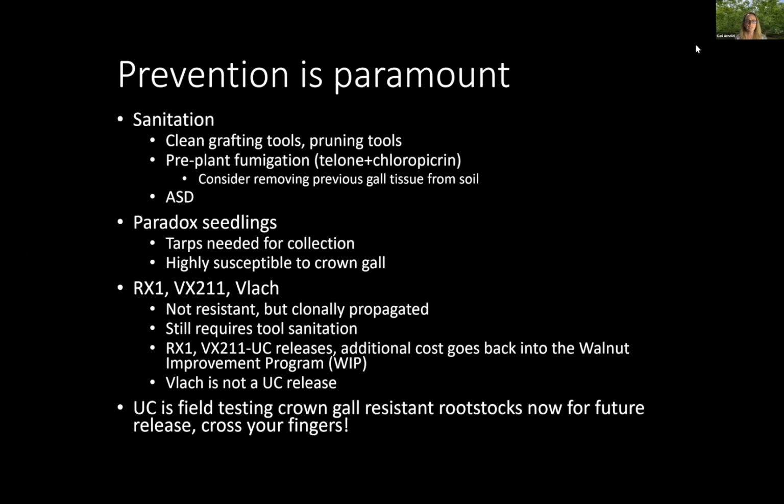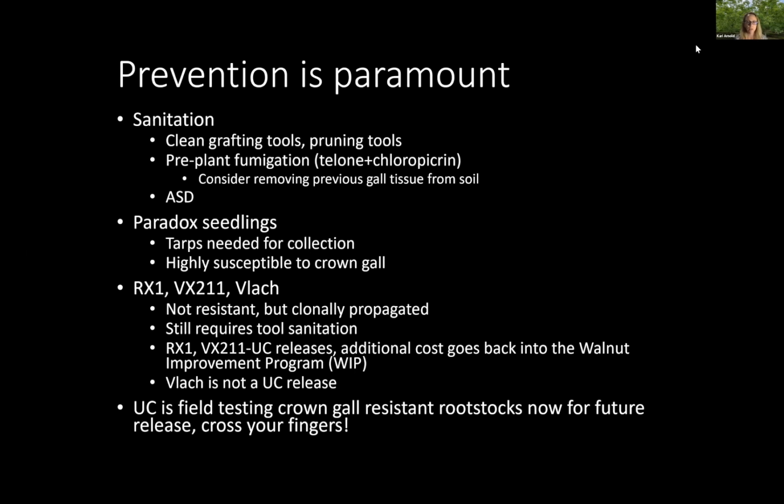RX1, VX211, and Blatch are not resistant to crown gall, but they are clonally propagated, so that it's a different system that they're produced from. That said, there are ways that nurseries can accommodate that with paradox seedlings. So you just want to be sure that you're talking with your nursery about their practices. With paradox seedlings, they would want to be using tarps for collection, whereas with RX1, VX211, and Blatch, they are not shaken from a tree and collected from the field. They are just cut and clonally propagated in a greenhouse.